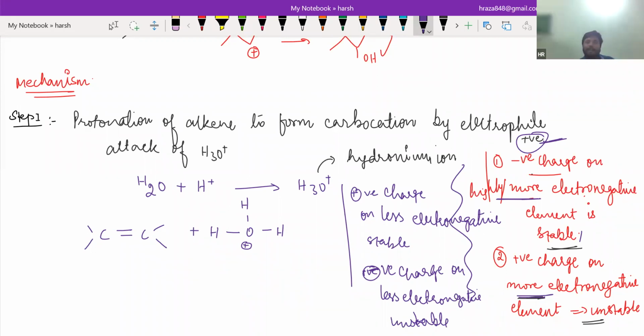Negative charge on a more electronegative element is stable, positive charge on a less electronegative element is stable.